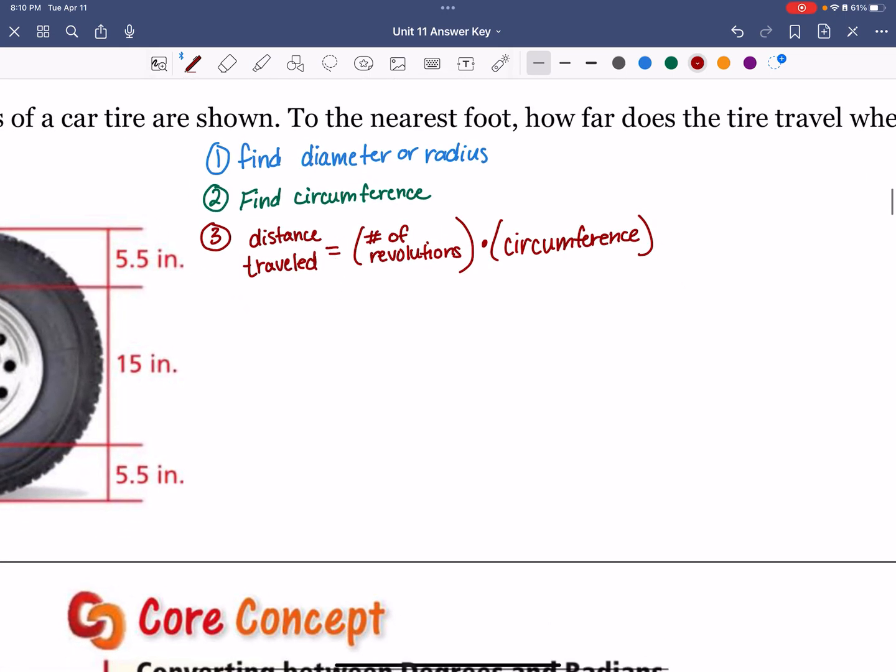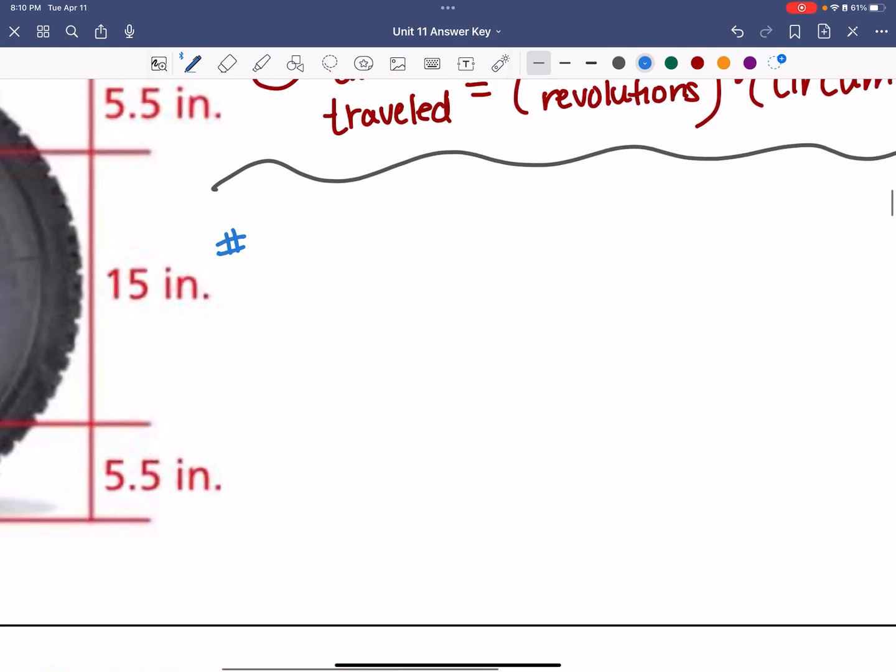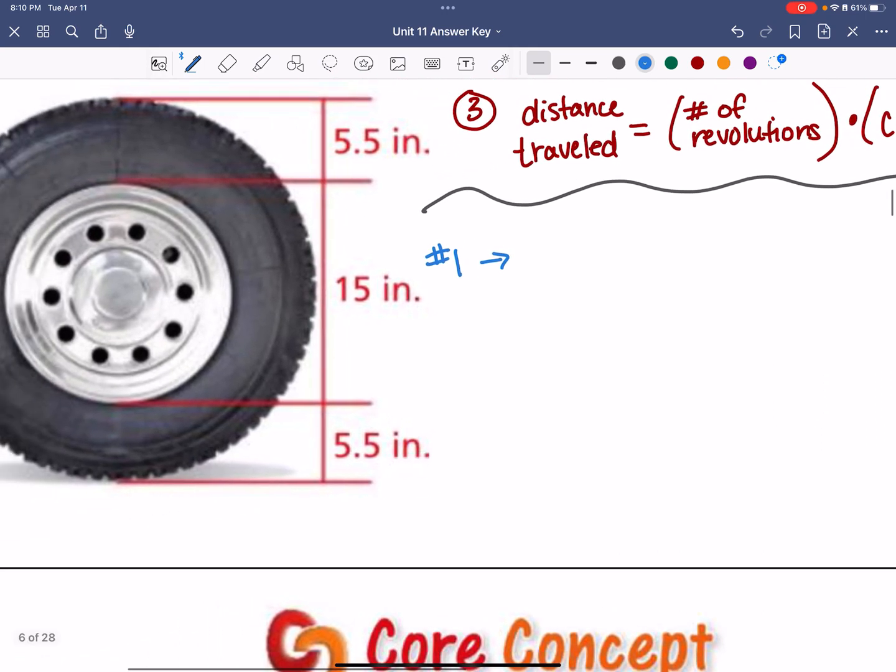Okay, so from here, I'm going to make a squiggly line and start with each step. Step number 1 is finding either the radius or the diameter. In this case, I'm going to find the diameter because I have all the information to go straight across my tire. So the diameter equals 5.5 plus 15 plus 5.5, which equals 26 inches.